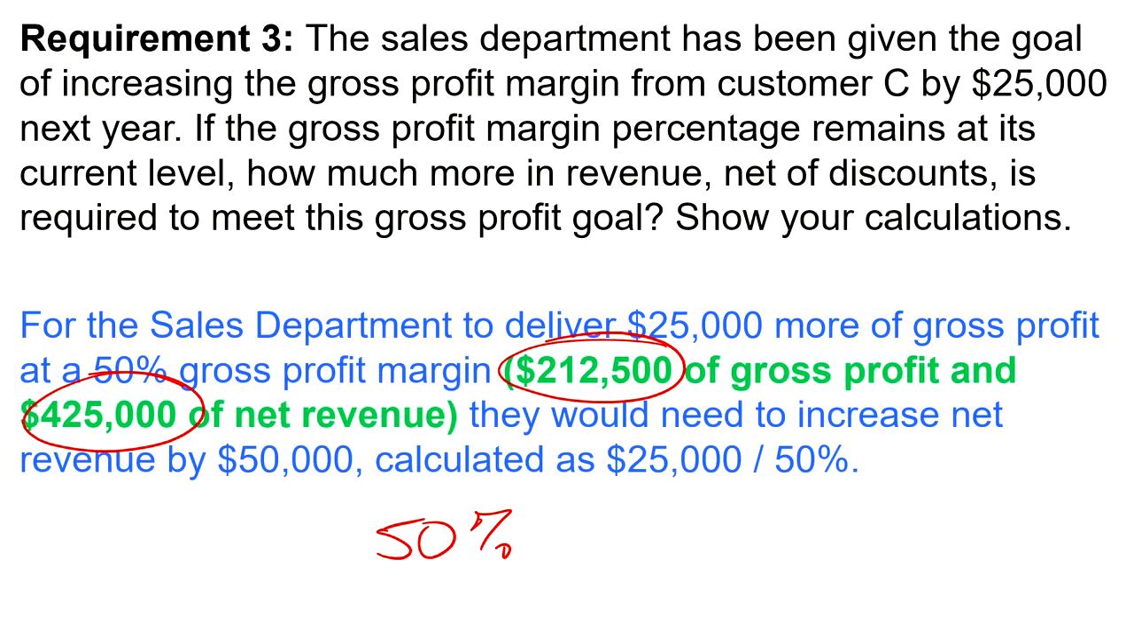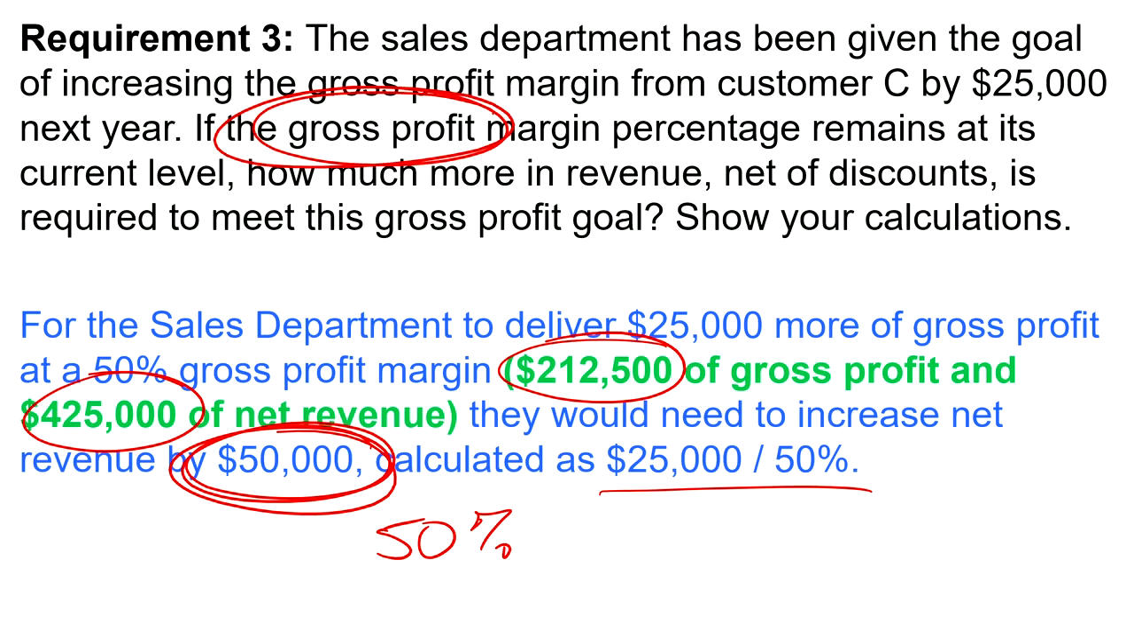So if we want to increase our gross profit by $25,000, our calculation is to take that $25,000, divide it by the 50%, and as it says here, they would need to increase net revenue by $50,000. Okay, that's not a difficult calculation as long as we understand what it is that we're calculating. Notice here that this is gross profit margin percentage. The first requirement was about operating profit margin percentage. So we've shifted the focus here a little bit, looking just at gross profit in this question here.